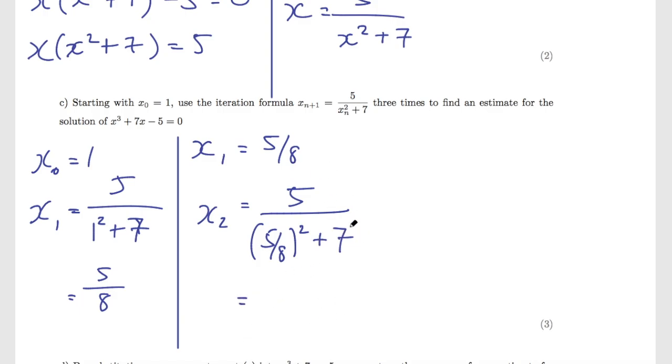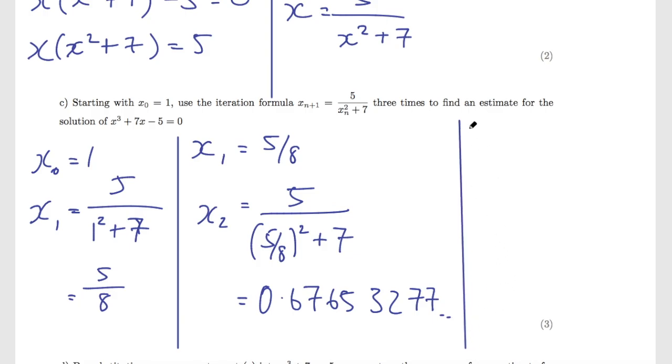And if you do that on your calculator, you get 0.67653277. So we know the value of x sub 2 now is that whole thing. I won't write it all out again, but make sure in your next iteration you're putting as many digits as you can, so at least 8 into the calculator to get an accurate answer.